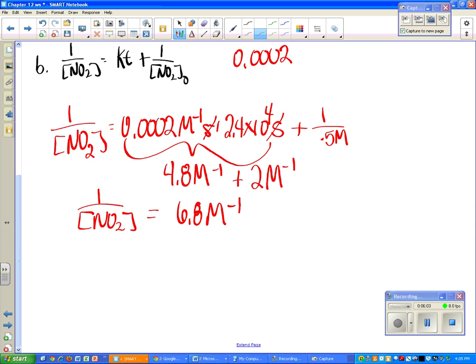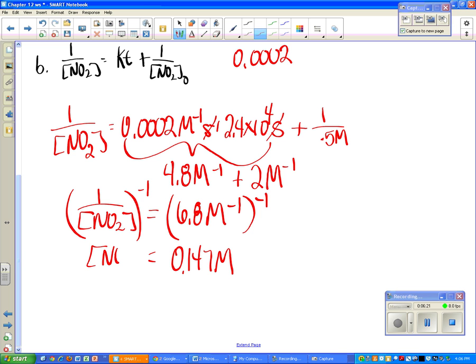Then all I have to do is take the inverse of this. If I take the inverse, I end up with 0.147 molarity, which is going to be my concentration at that time. So it's just algebra, just plugging in. It's nice to use the units and make sure that that's going to be the correct answer.